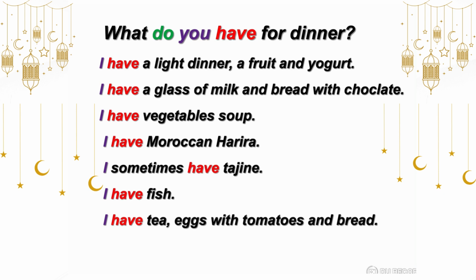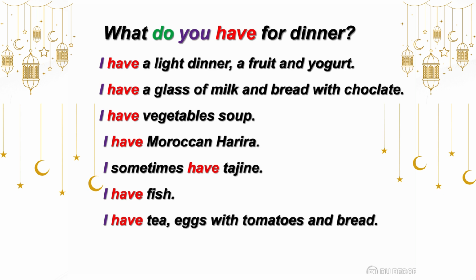I have a glass of milk and bread with chocolate. So there is an O missing, chocolate, C-H-O-C-O-L-A-T-E. So there is an O missing. I have vegetables soup. I have Moroccan harira. So Moroccan harira, it's Moroccan soup. I sometimes have tagine. I have fish. I have tea, eggs with tomatoes and bread.